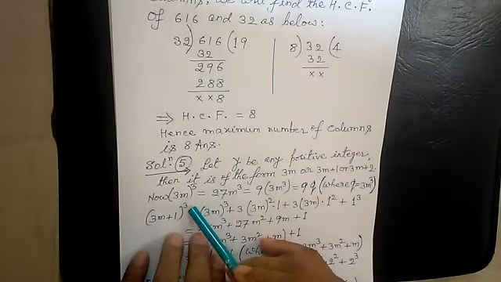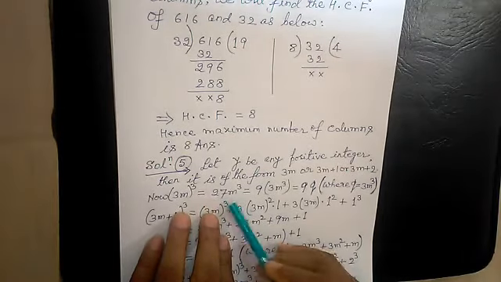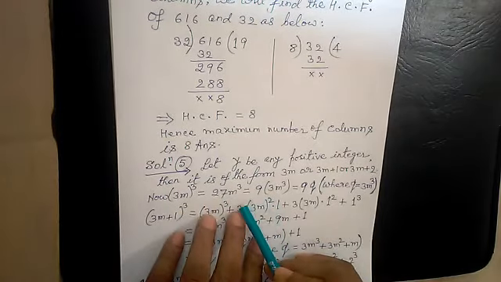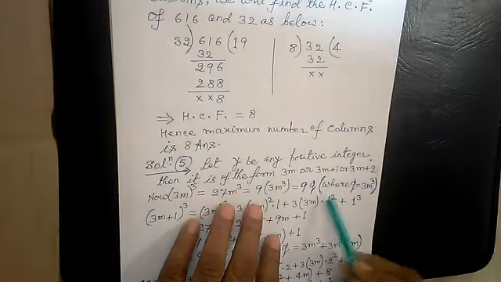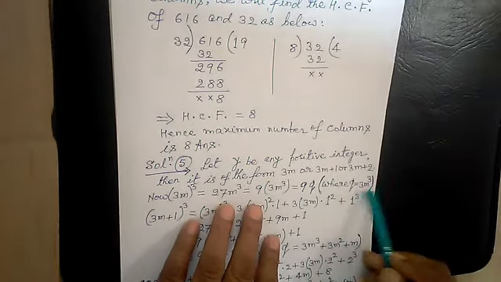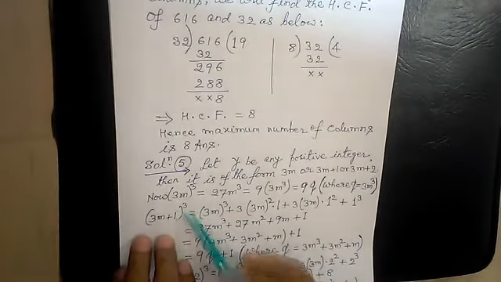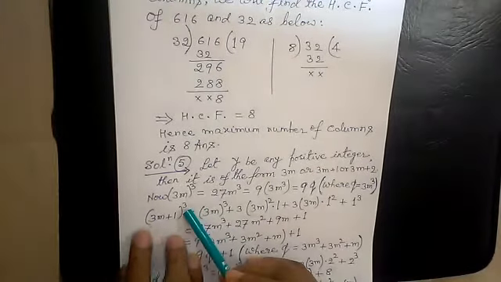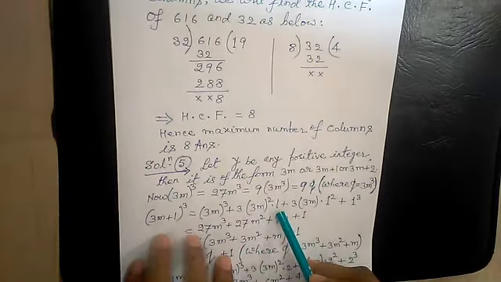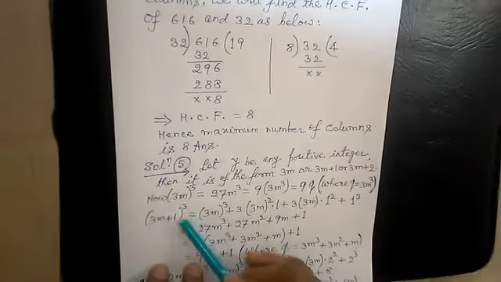First of all, we start with 3m cube. Expanding it, we get 27m cube, and taking 9 outside, we get 3m cube. Suppose 3m cube is represented by q, so it becomes 9q where q equals 3m cube. Similarly, 3m plus 1 whole cube. This is a plus b whole cube, so use the formula: a cube plus 3a square b plus 3ab square plus b cube. Obviously 3m is a and 1 is b.